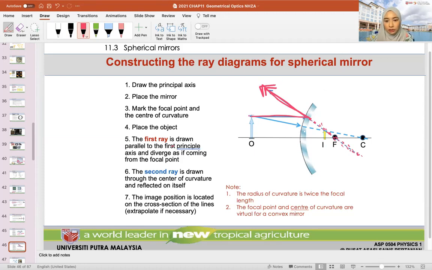Then the second one, same thing, goes through the C and then back onto itself. Where does it intersect? Over here. And again, your C over here has to be dot, dot, dot because it's only imaginary. Okay. Only out here is where the light actually exists. So it intersects over here. This is the top of your image. It is small. Earlier it was magnified. This is small. So the focal point and the center of curvature are virtual for a convex mirror.